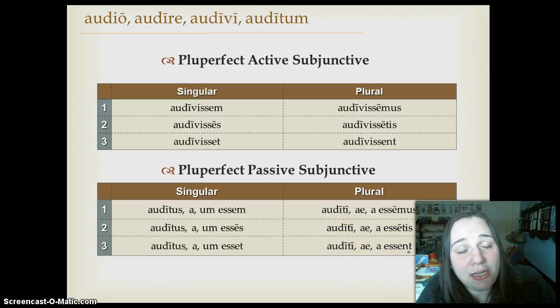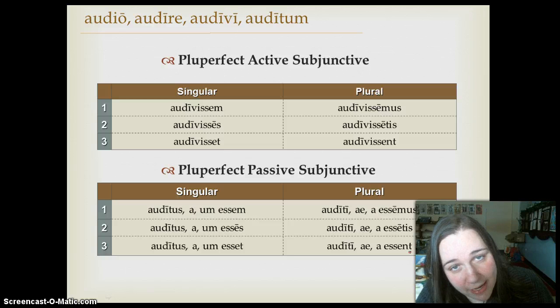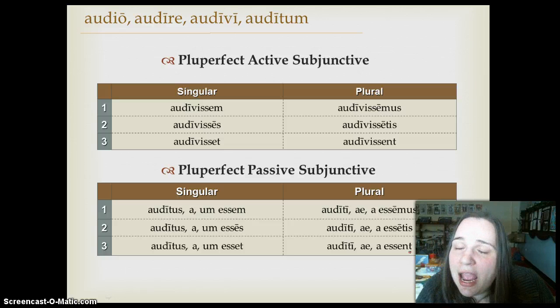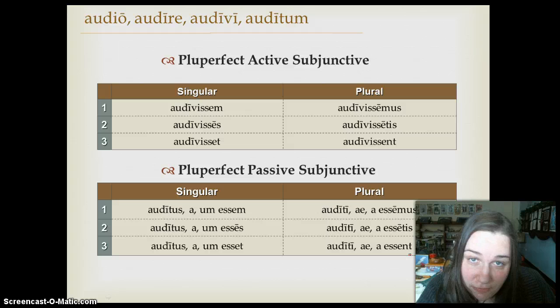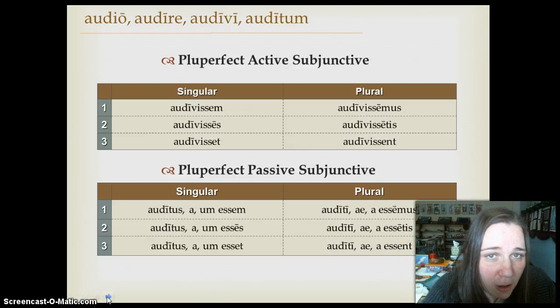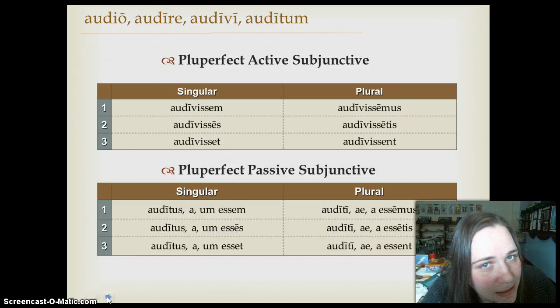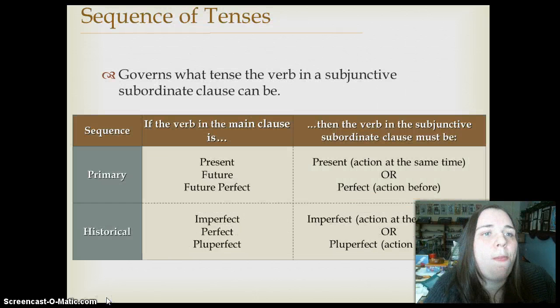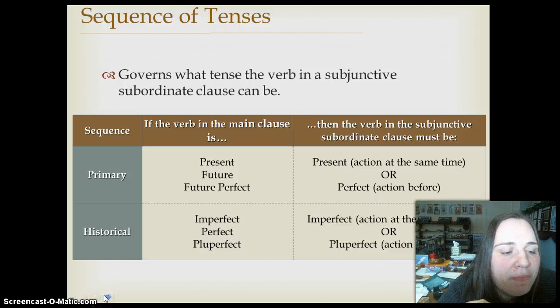Okay. Now, I just went through all the trouble of saying all those words. The least you can do is write them all down. Okay? So make sure, again, that you show me that you wrote out all these charts, that you get good practice with memorization by writing these out.